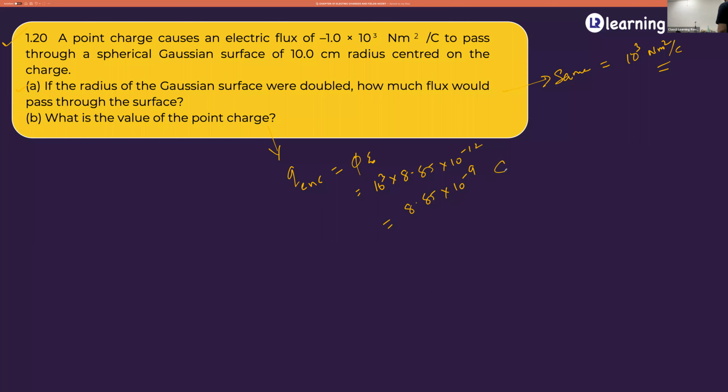But the only thing is here it is going to be negative. So the meaning of minus is the flux is entering the surface. So which charge has the tendency to pull the electric field lines towards itself? It's the negative charge here.